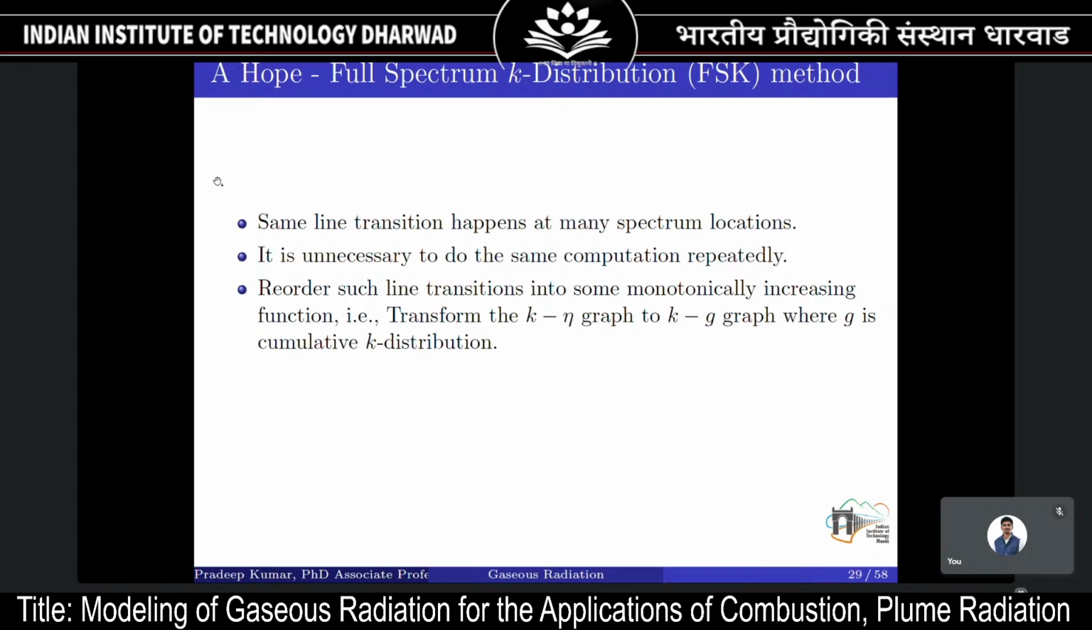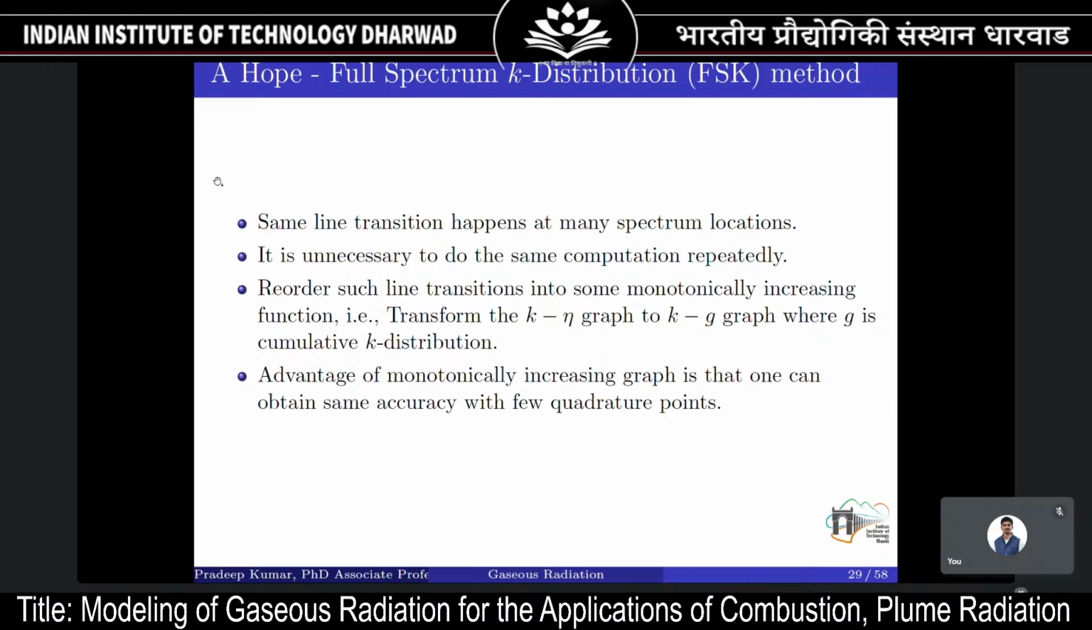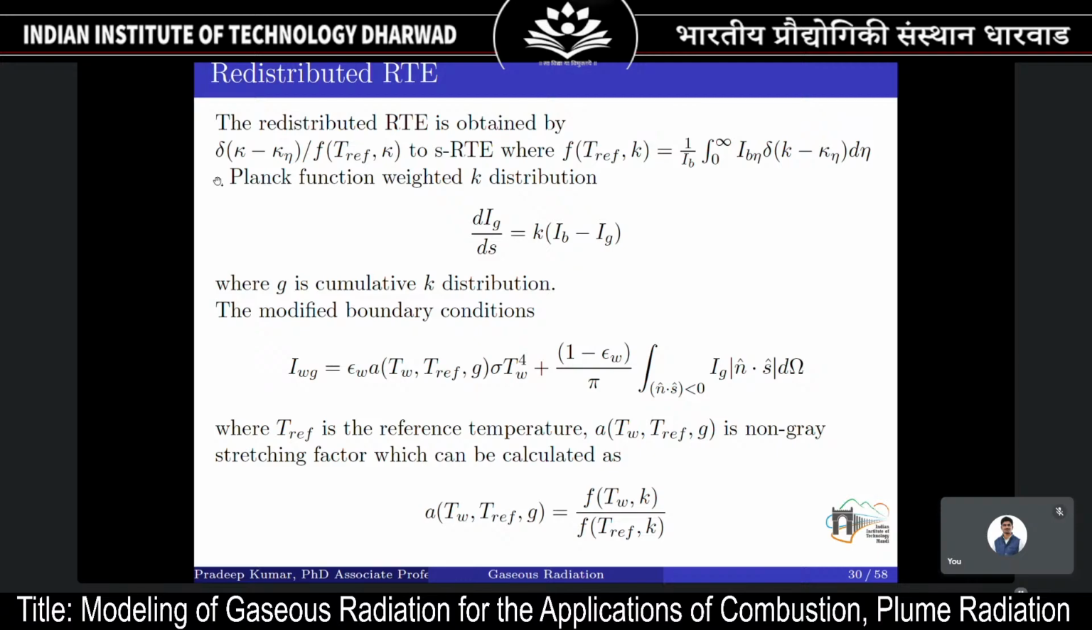Reordering such line transitions into a monotonically increasing function, that is, transferring the absorption coefficient from spectral location into G location, where G is the cumulative K distribution. It is just some mathematical calculation we are doing, transferring raw data into another domain. The advantage of a monotonically increasing graph is that one can obtain the same accuracy with only a few quadrature points. So when your property is transformed, then your equation should also be transformed.